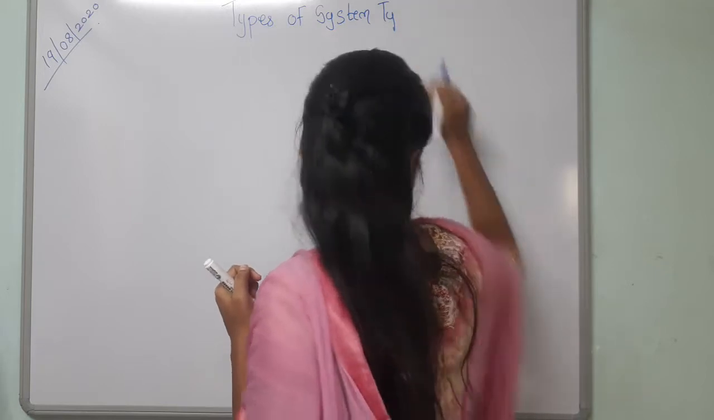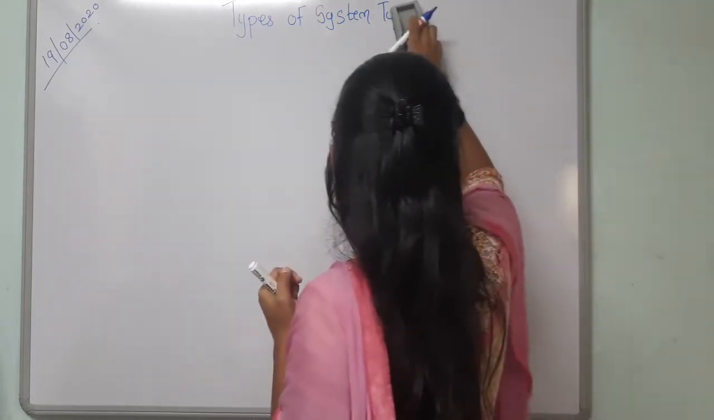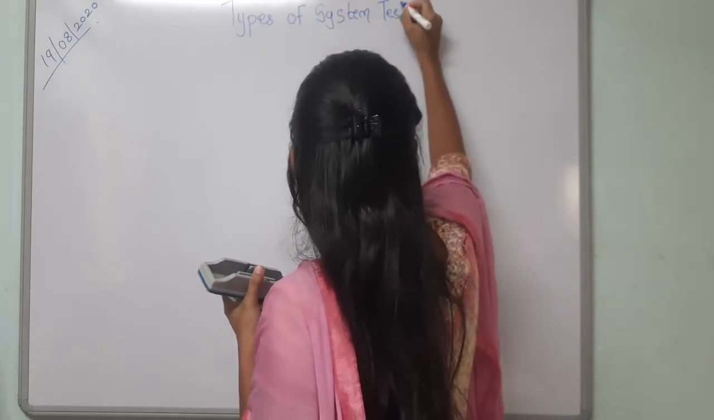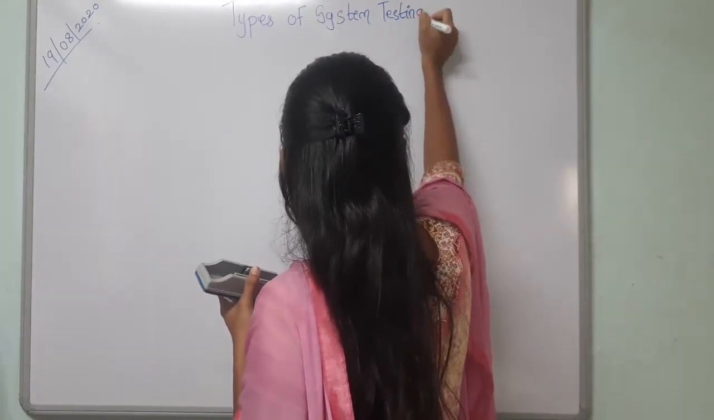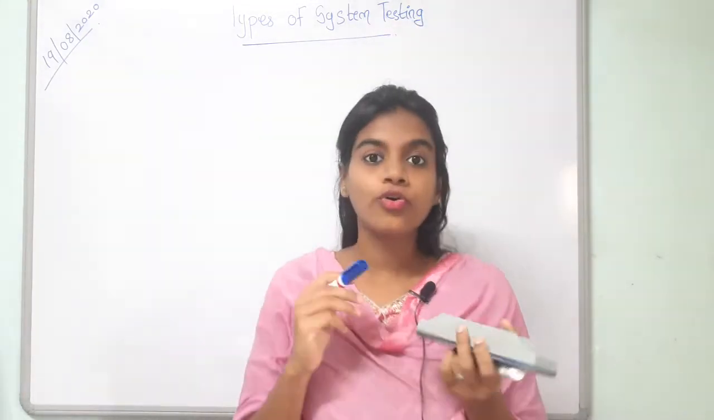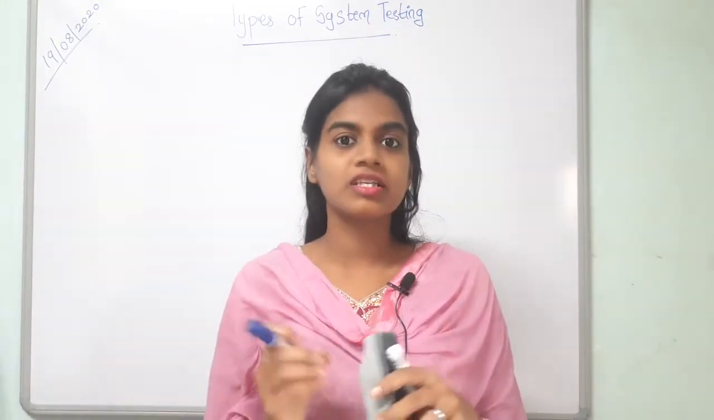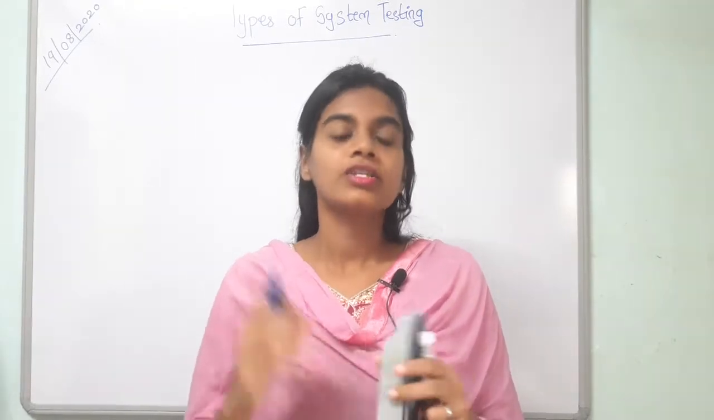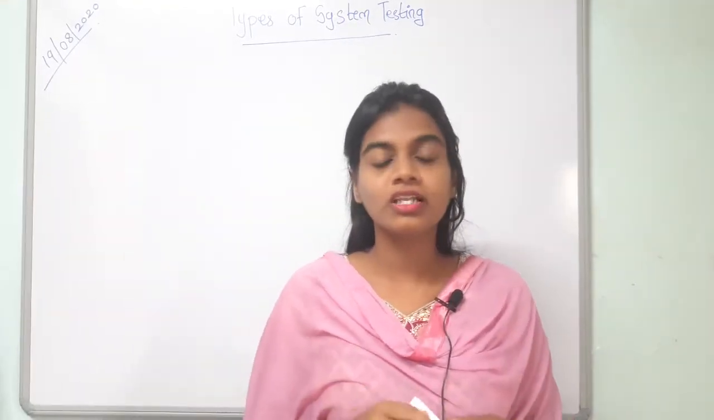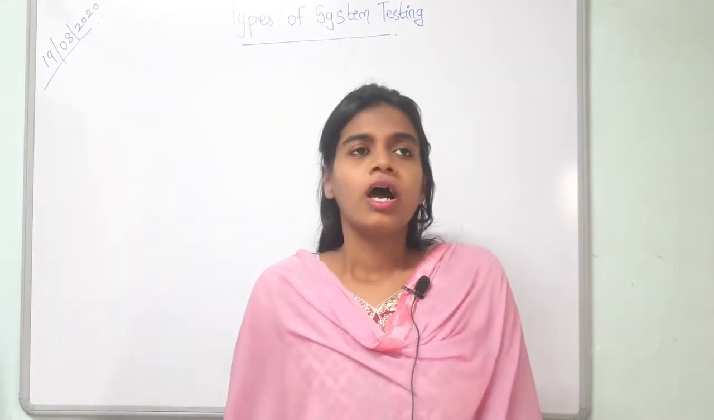I will explain why the types are mentioned here, because in system testing there are seven types. You have to learn these system testing types clearly so that you can understand what system testing is and why these types are used in system testing.